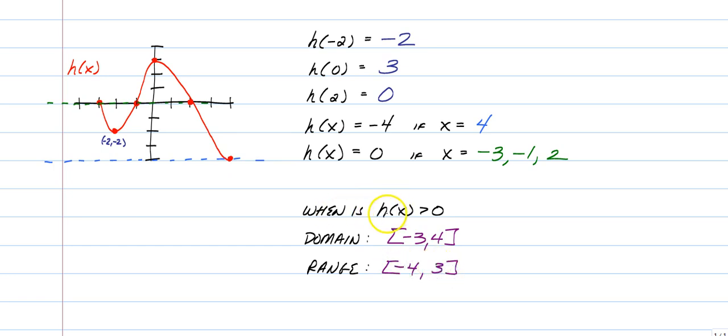But this one, when is h of x greater than 0? That's only when it is above the x-axis. So when is this graph above the x-axis? It is from negative 1 to 2, but not including negative 1 and 2. So it would be (negative 1, 2) using our interval notation. You do not use brackets because at negative 1 and 2 you are equal to 0, not above 0.